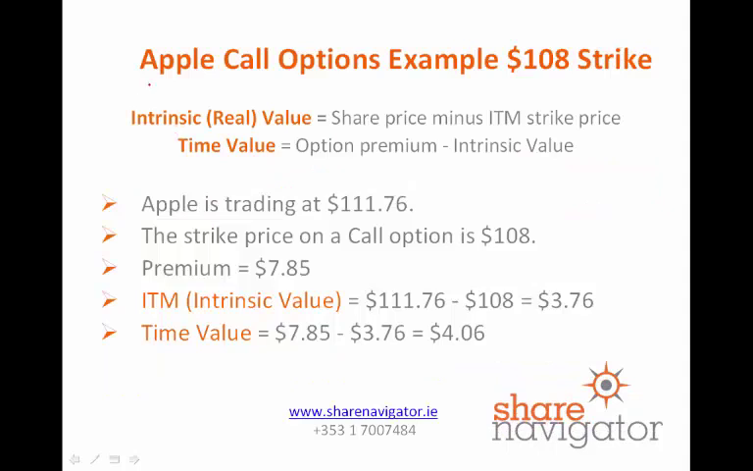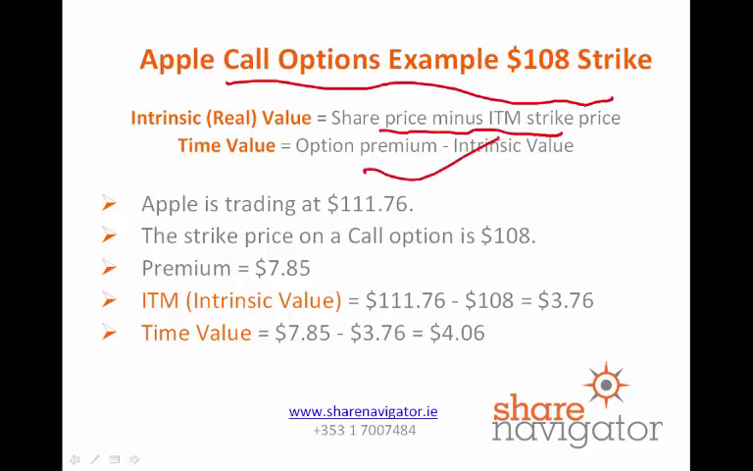So let's look at a call options example at the 108 strike. So we know that the intrinsic or real value equals the share price minus the strike price, and we know the time value equals the option premium minus the intrinsic value. We know Apple is trading at 111.76. We know the strike price is 108. We know the premium from the previous slide was 7.85. So now we can calculate our in the money or real value. So in the money equals the share price, which is 111.76, minus the strike price, which is 108. So the real value was 3.76.